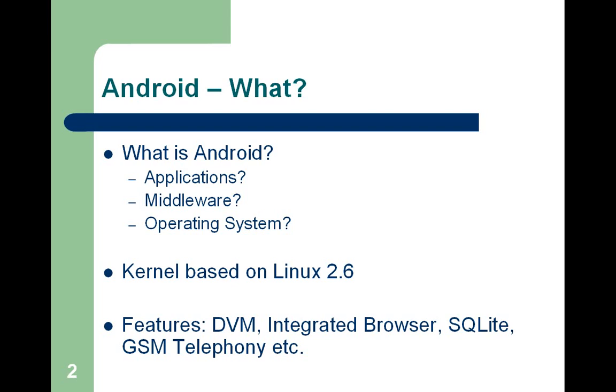So when we look at the operating system, it uses a kernel which is based on Linux 2.6, and there are a lot of new features which are introduced by Android. Some of the interesting ones among those are DVM, which essentially means Dalvik Virtual Machine. So Android does not use the standard JVM or KVM. It has done a lot of optimizations on top of that and come up with something called Dalvik Virtual Machine, which we are going to look at in more detail in further slides.